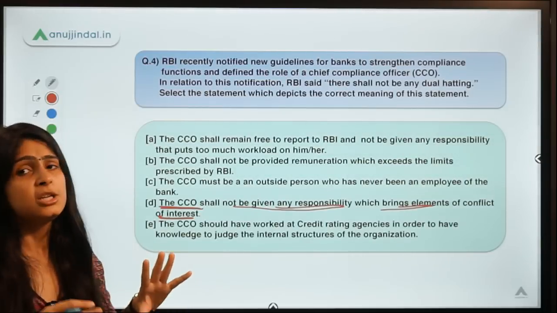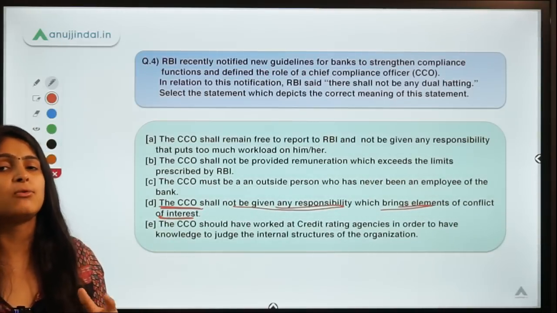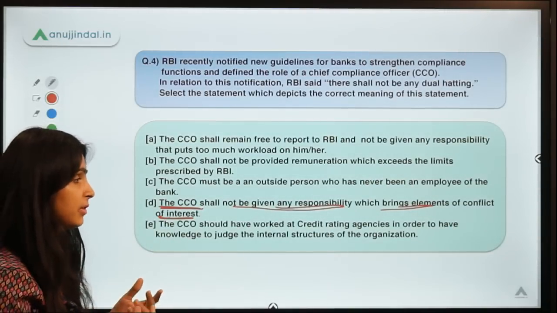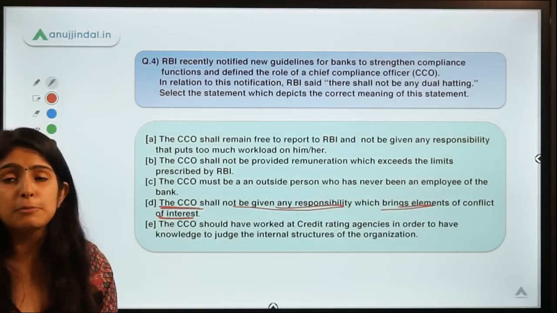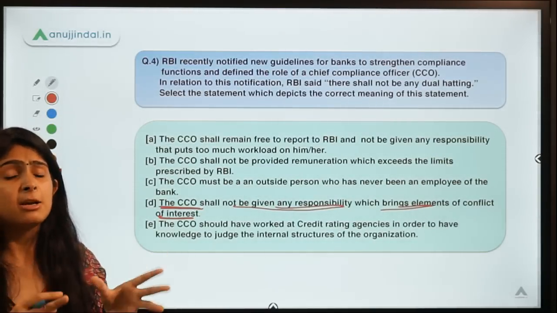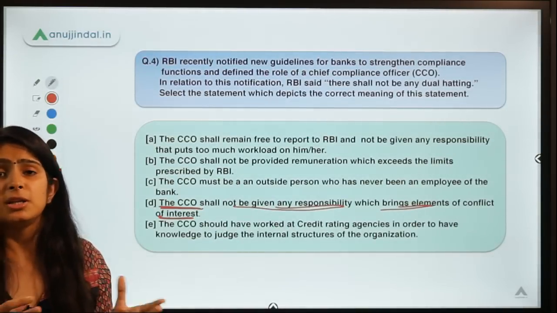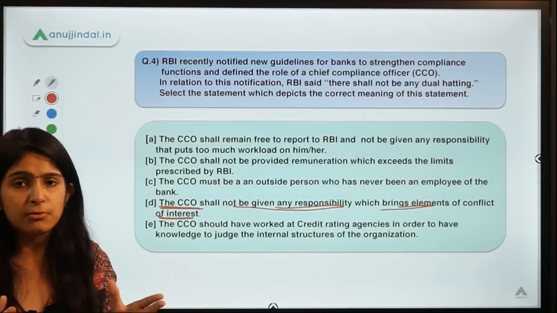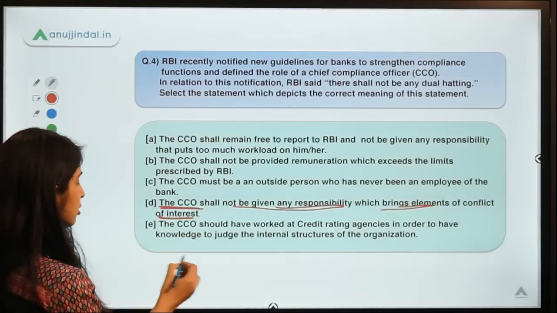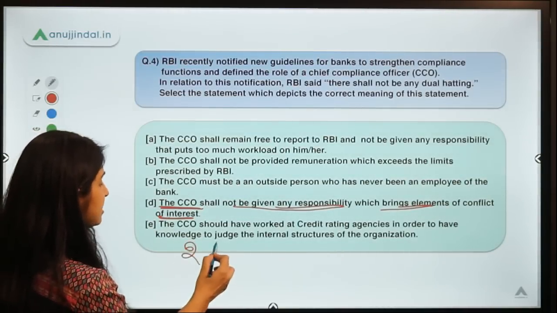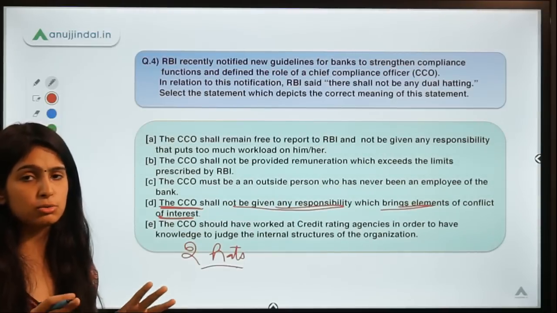It means that you should not involve the CCO or put the CCO in such a situation that it involves some sort of conflict of interest. Basically, don't give a chief compliance officer any other position which would make him or her biased towards the organization and would deviate that person from his or her true responsibility. Right. So I think you get the meaning now. Dual hatting means don't put two hats on one head. Right. And let the CCO do their job.